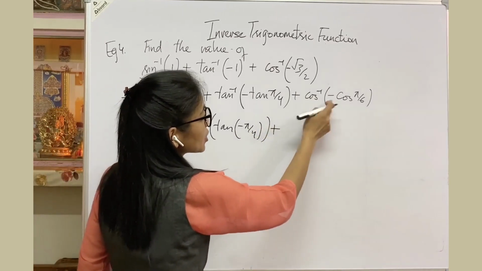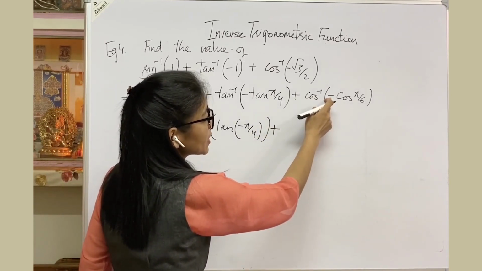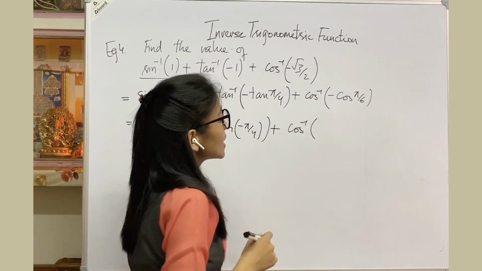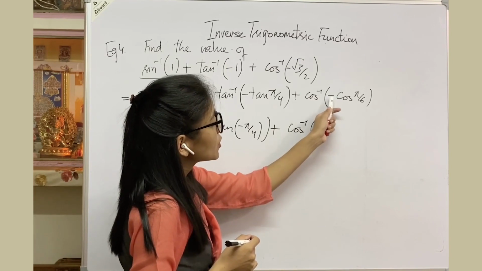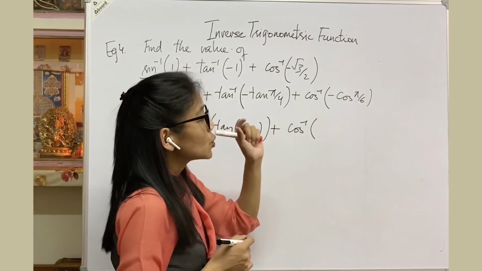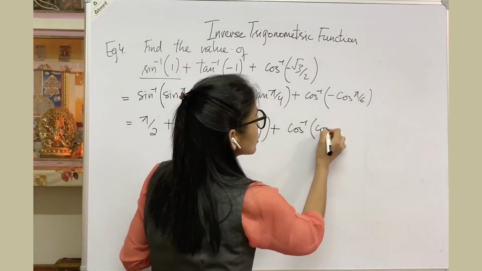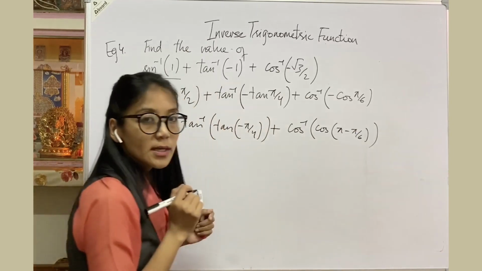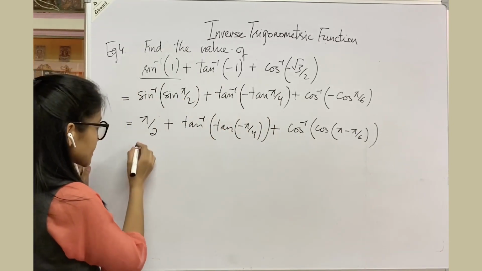Plus, similarly, you cannot cancel these two because we have negative over here. So first we need to solve this. So I will write cos inverse of. Now, when you have cos, then you will not take this negative with the angle. You remember I had written that. So what you will do, you will write cos of pi minus pi by 6. Is that clear?